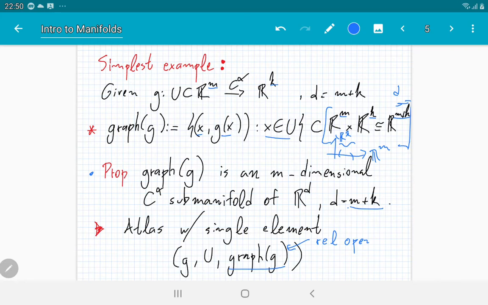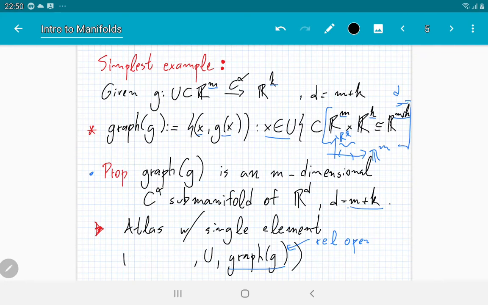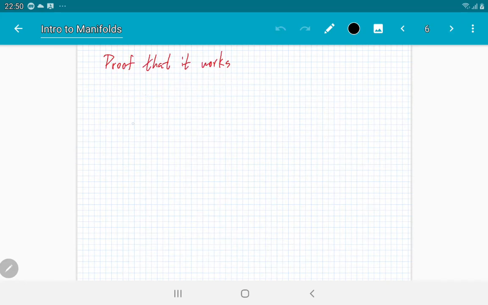And okay, here I made a little bit of a mistake. I want something slightly different, which is a function that maps x to (x, g(x)). This is the function that I want here. And we have to check that this satisfies the definition, that this gives you a parameterization. So what's the proof that it works?